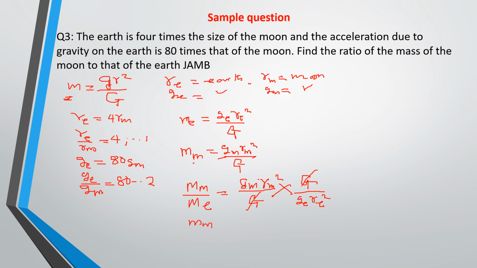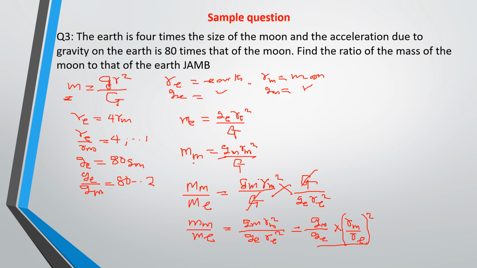So if this cancels out, the mass of the Moon to the mass of the Earth becomes GM RM squared all over GE RE squared. This you can also write as GM over GE multiplied by RM over RE, all squared.